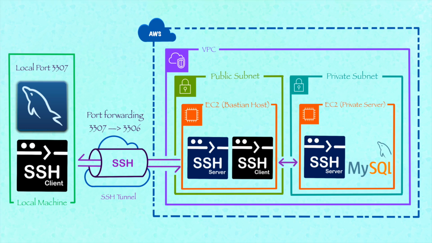We'll establish an SSH tunnel between our local machine and the Bastion host. This tunnel acts like a secure, encrypted pathway. We can then use it to forward our connection to the private EC2 instance where our MySQL database resides. Once the SSH tunnel is set up, it's like having a direct line to the private database. We can then use MySQL Workbench on our local machine to connect to the database just as if it were a local one.